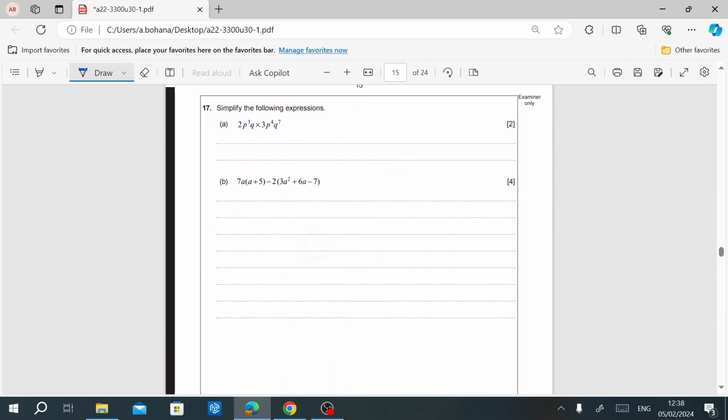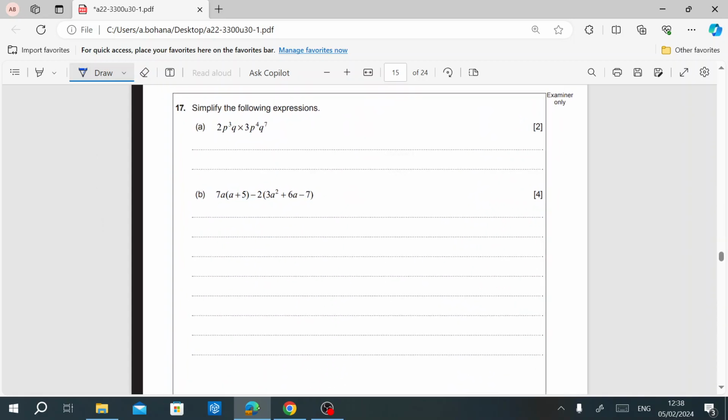Number 17, simplify the following expressions. 2 times 3 is 6. p cubed times p to the 4. If you times indices, you add the powers. So p cubed times p^4 is p to the power of 7. And then q times q^7 is q to the power of 8. And that's the answer for that one there, okay?